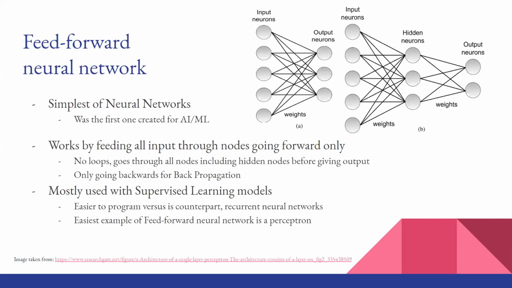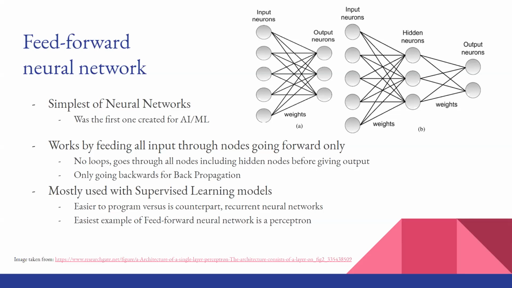So our feed-forward neural network is the simplest of neural networks, in my opinion, in fact, in that there's typically no extra middle nodes for it to feed through. Most of these are simply an input to output. There might be hidden nodes in the middle for hidden weights, but for the most part, a lot of them are just simply in and out. It was first created for AI ML, and it was the first one suggested, and it works by feeding all the input for nodes going forward only.